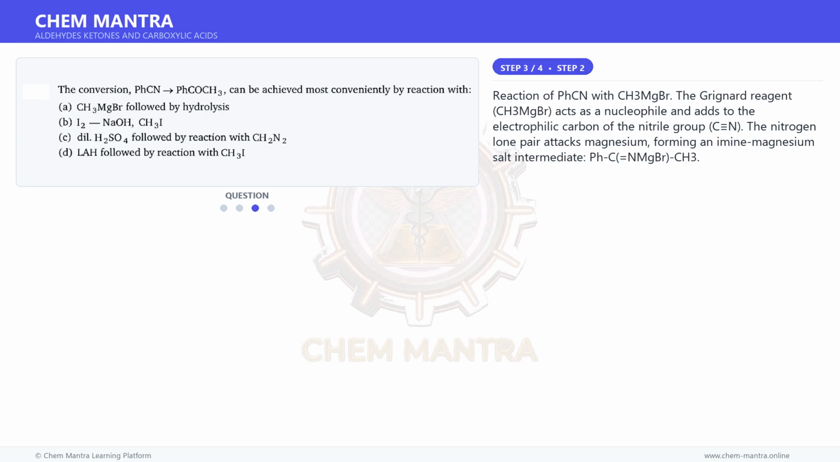Moving on to the next step. Reaction of PhCN with CH3MgBr. The Grignard reagent, CH3MgBr, acts as a nucleophile and adds to the electrophilic carbon of the nitrile group, CN. The nitrogen lone pair attacks magnesium, forming an imine magnesium salt intermediate, Ph-C(=NMgBr)-CH3.